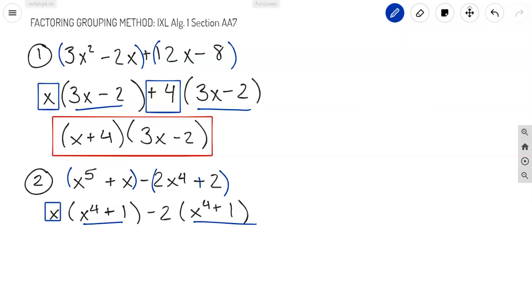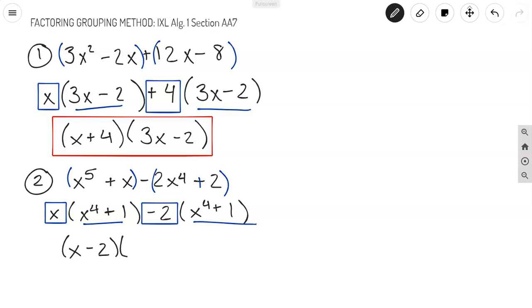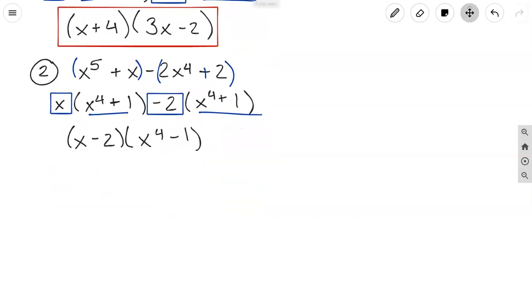And I'm going to take what's on the outside of my parentheses and put those together in a group. So I have x minus 2, and then I write what's in here. X to the 4 minus 1. And you know, I'm not going to stop right there, because I'm looking at my 2 factors. I'm trying to see if I can factor them further. Always see if you can factor them further.